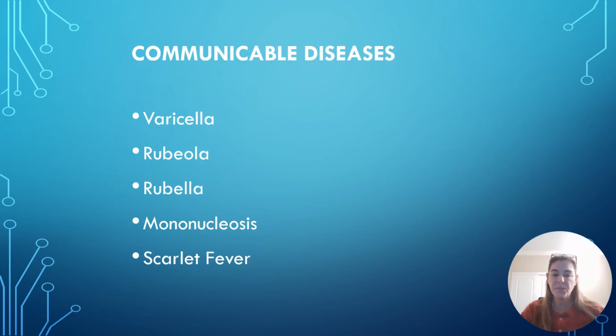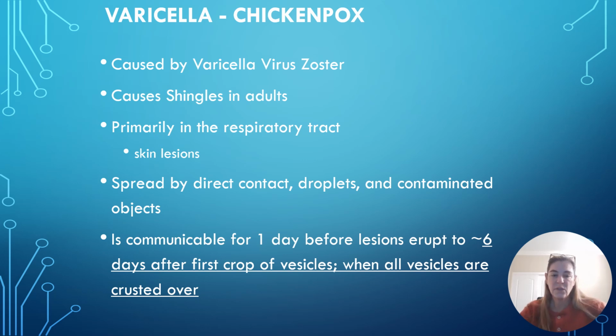So the communicable diseases that we are going to be talking about today are varicella, rubeola, rubella, mononucleosis, which I know we covered a little bit last week. We'll just do a brief overview and maybe add a few more pieces of information today, and then scarlet fever. So we're going to start off with varicella, chickenpox.